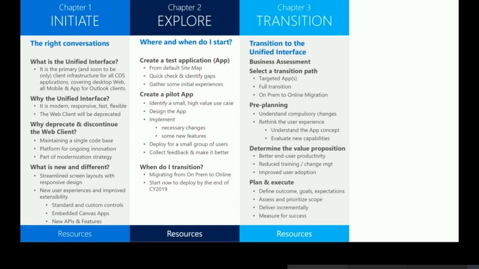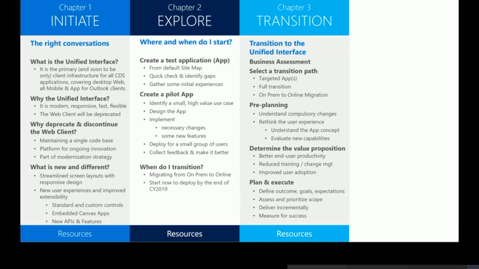Chapter 3 is about the transitioning itself. How do we do this? Normally we start with a business assessment. There are various transition paths that you can follow, and we will look at the 3 different paths that we have in mind, and you could have some hybrid between them. We look at some pre-planning activities that you should do. We look at how you formulate the value proposition. This is very important because otherwise it's very difficult to get the user adoption, to get the management support, to get the budget support to execute on this. And then we look at how to plan and execute tangibly on the transition.